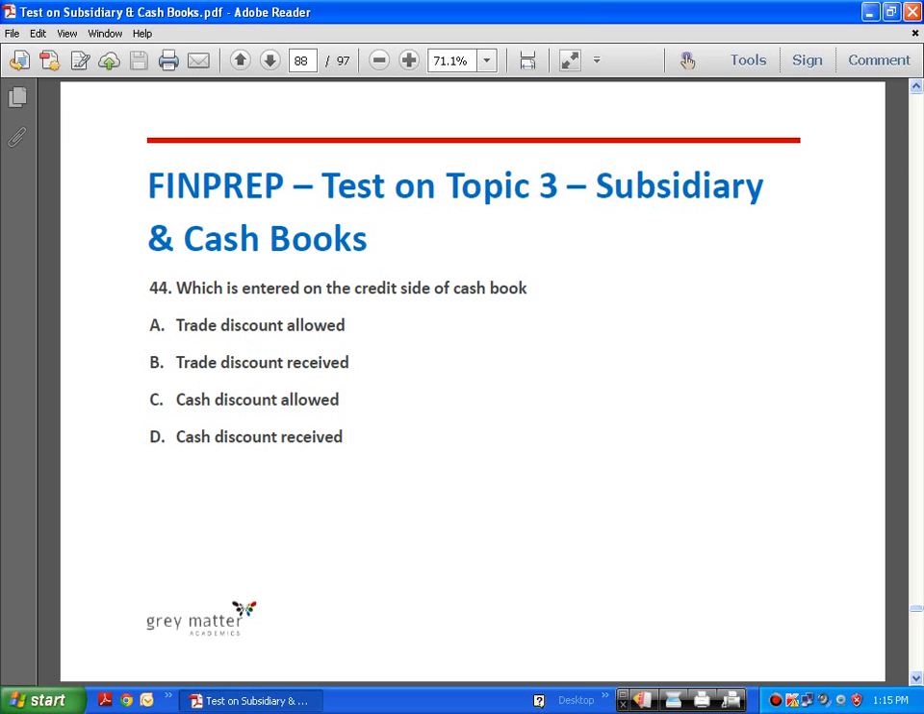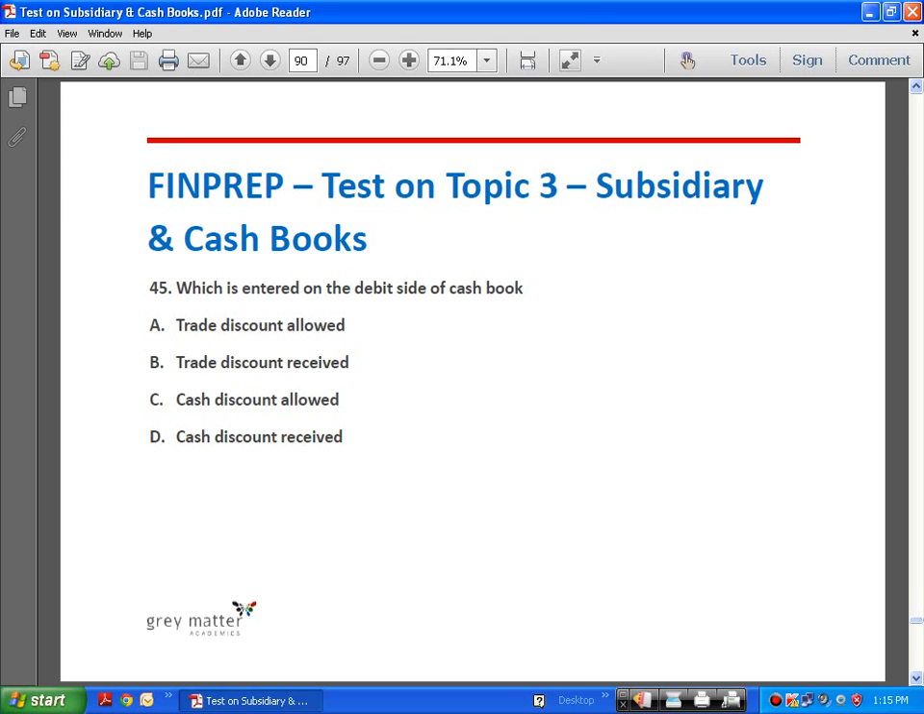Question number 44. Which is entered on the credit side of a cash book? Straight away we can eliminate A and B, and we know that cash discount received appears on the credit side of the cash book, and so answer is D, because cash discount allowed appears on the debit side of the cash book.